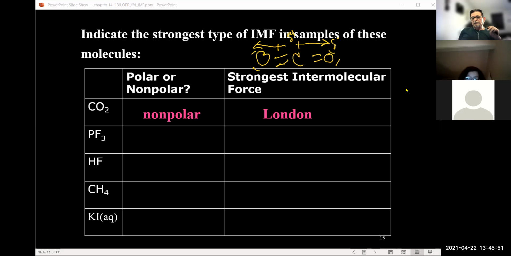Let me restate that because I'm sure it'll come back and bite me. The probability of having London forces is low. Can it have London forces? Yeah, but very temporary. Okay, let's look at PF3.